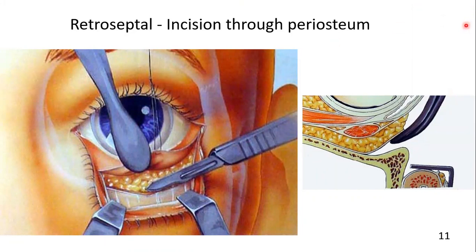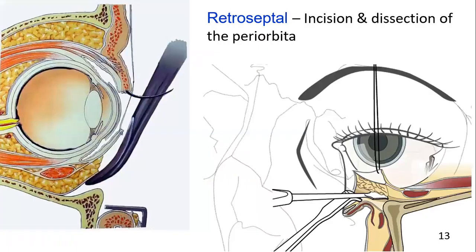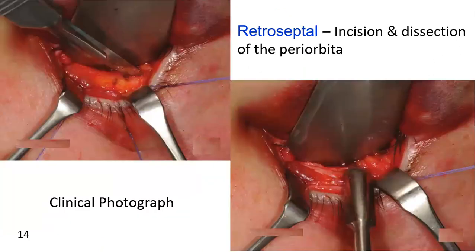Next, the periorbita is incised just posterior, as we said, just posterior to the infraorbital rim. Here you can see another view that the periorbita is incised parallel but just posterior to the infraorbital rim. Once the infraorbital rim is exposed, the periorbital dissection can be performed in the usual fashion. Here you can see the clinical photograph showing the incision and dissection of the periorbita.